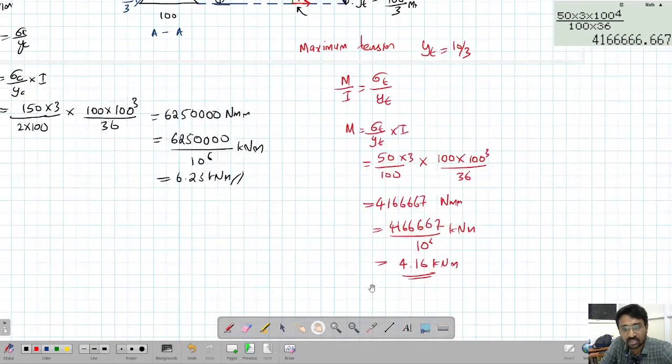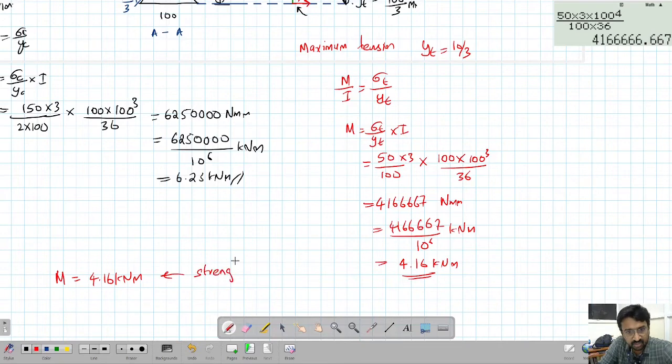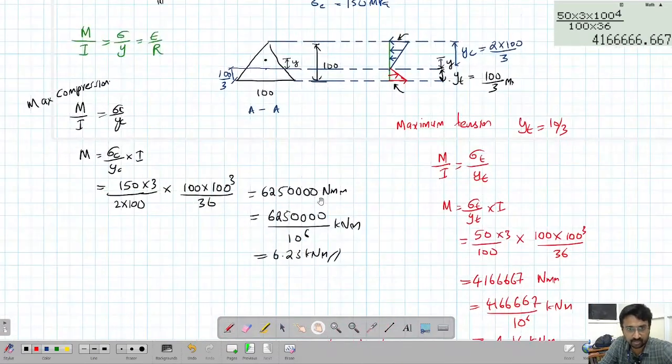Okay, so that means it will not reach this value, it will reach only this value. So this is the limiting value, this is the value which we have to consider. So the maximum moment that the beam can take is 4.16 kilonewton meter. This is also known as the capacity or strength of the beam. This is the moment capacity of the beam.